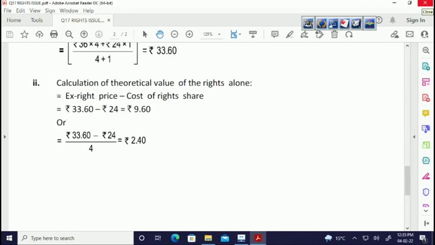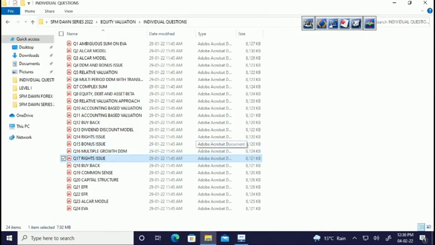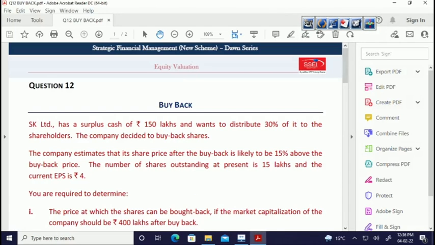But when it comes in the exam, these are precious marks, which can be the difference between your getting a 90, 80 or getting an aggregate, or getting a rank, not getting a rank. So pay attention to each and every petty thing or difficult thing that is being done. Okay, perfect. So rights issue is over. Let's do buyback. So question number 12 is on buyback.